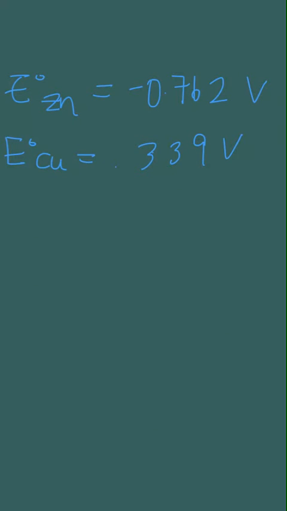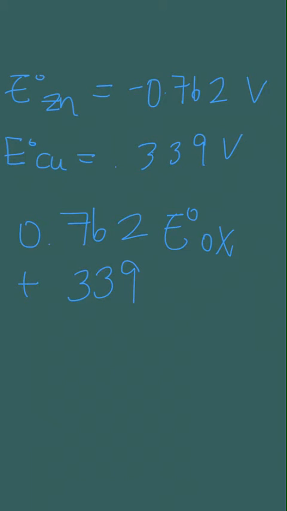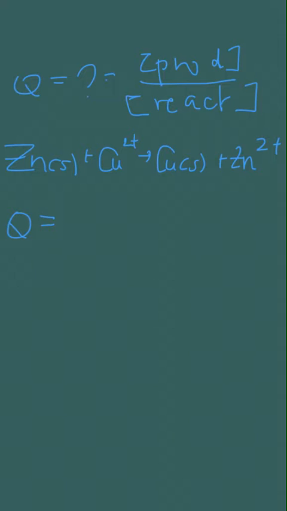The E standard we're given for zinc is negative 0.762 volts. Since zinc is getting oxidized, we'll want to negate this value. So, for zinc, we actually have 0.762 as E standard oxidation, and the E reduction value is 0.339, and we'll want to add these together to get E standard cell, and E standard cell now we know is 1.101 volts. Since we want to find E cell and not E standard cell, we're going to have to find out Q, which is used in the Nernst equation.